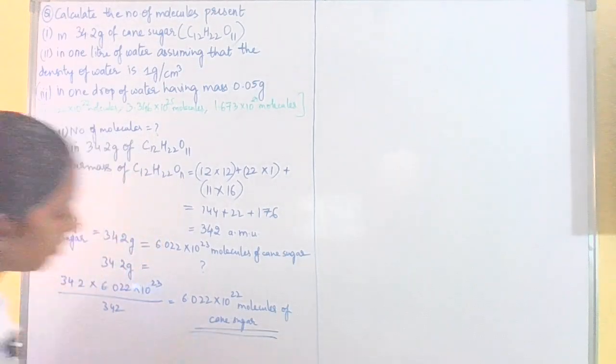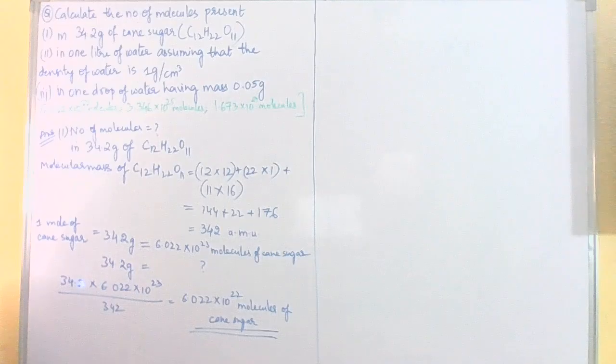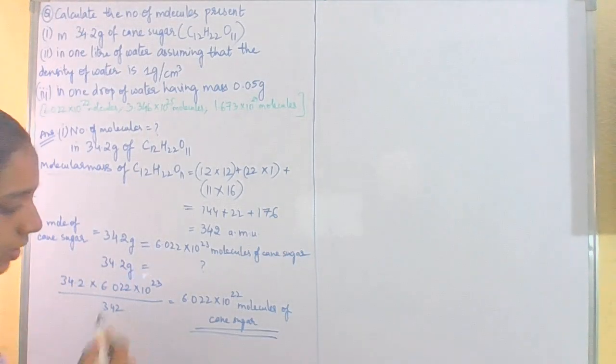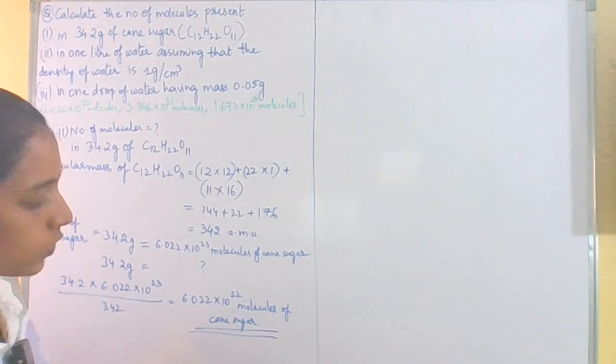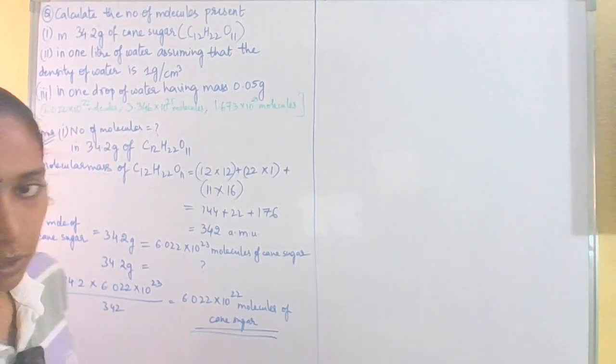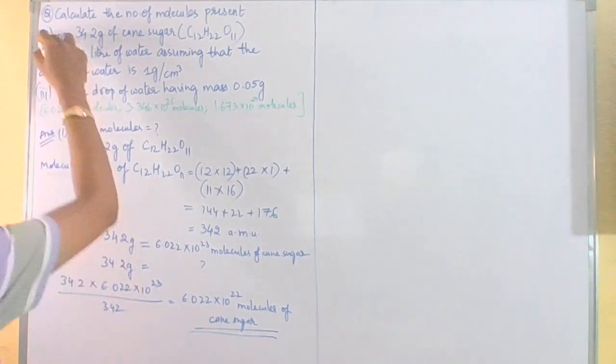You have to solve this again. See, this 34.2 into 10 you should do. You'll get 342. 342 in the numerator and denominator gets cancelled, and the final answer will be 6.022 into 10 to the power 22 molecules of cane sugar. First one we have completed.